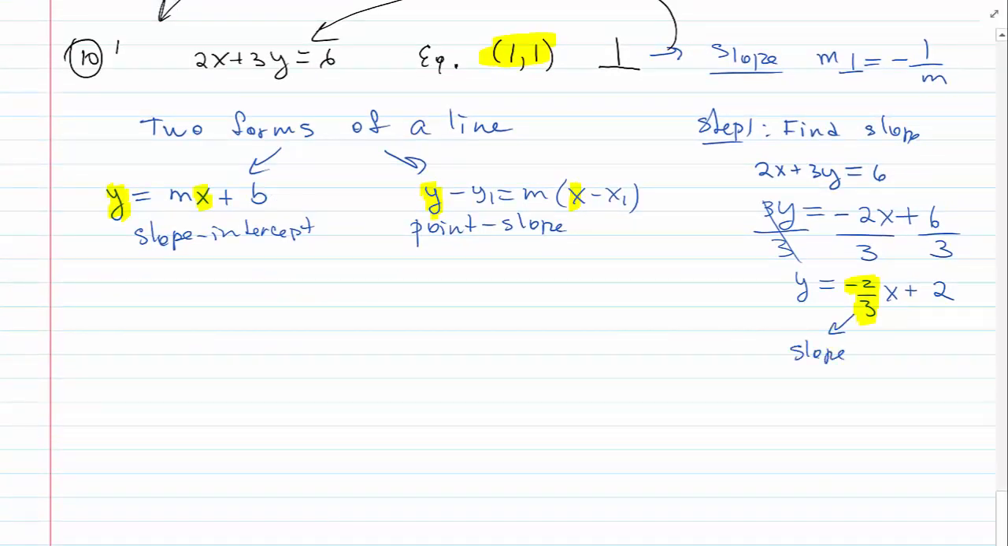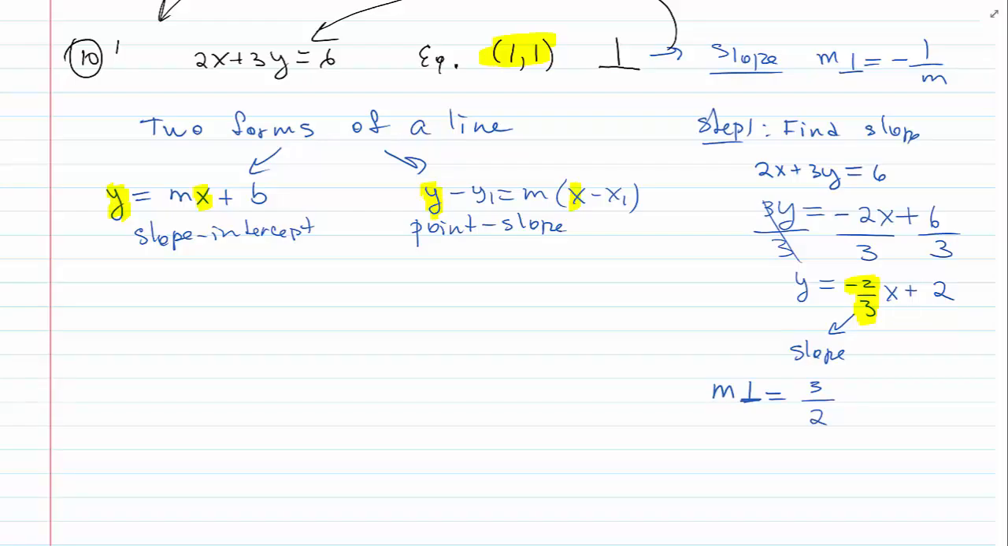So the line that is perpendicular to it has to have a slope that is flip and change. If you flip it, it becomes 3 over 2, and you change the sign. So it's 3 over 2.